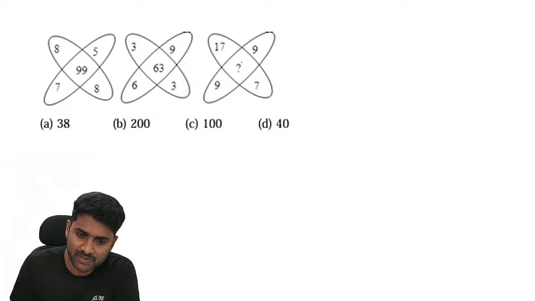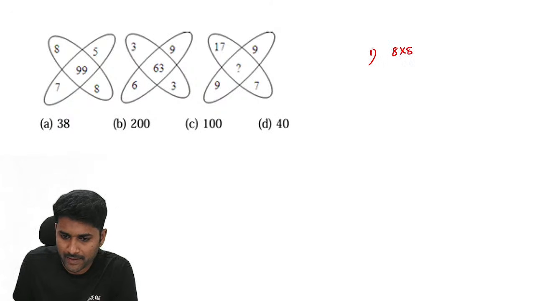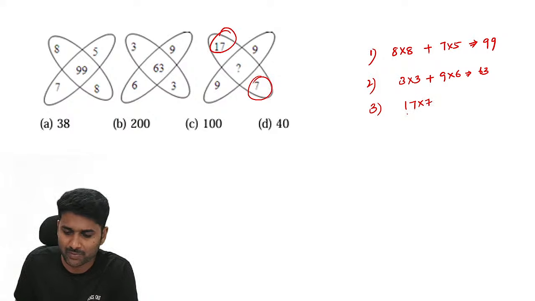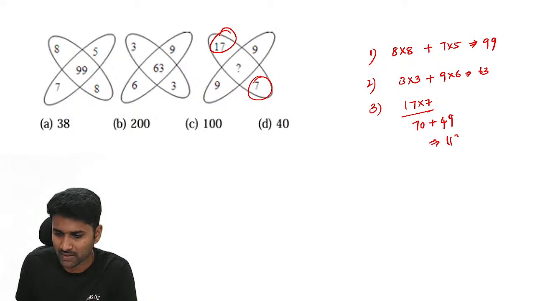Which number should replace the question mark? See, 8 into 8 plus 7 into 5. So definitely the resultant is 99. But check with the second case also. 9 into 6 is equal to 63. And finally, 17 into 7. So diagonally, guys, you should multiply diagonal numbers. 70 plus 49 is equal to 190. Plus 9 into 9 is equal to 81. Then the resultant is 200.